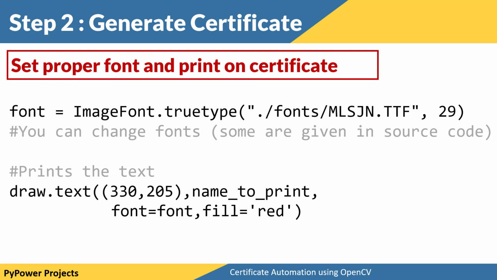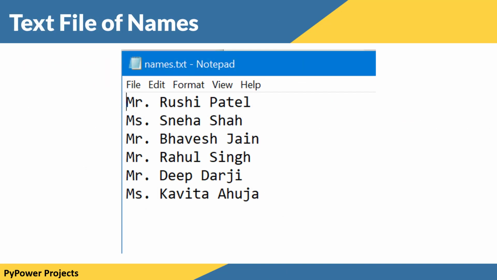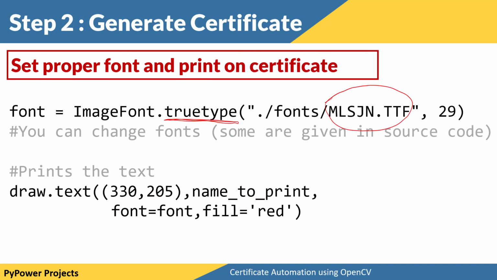Second, set the proper font and print on the certificate. Use TrueType fonts. Here I have used TrueType fonts, ImageFont.truetype, and you have to give the font name here. In the source code I have given multiple TTF files, that is, source files of multiple fonts. You can change and print accordingly.